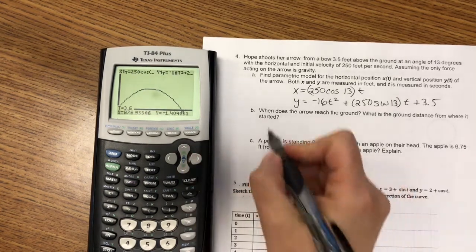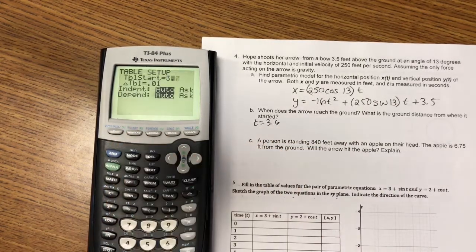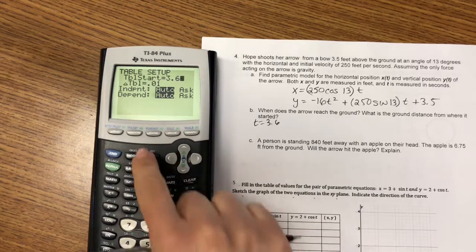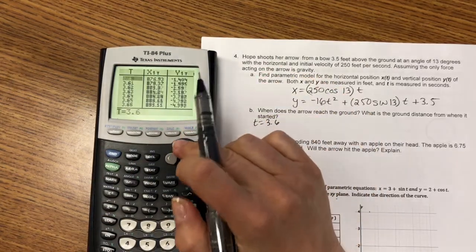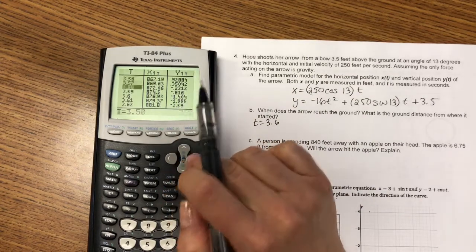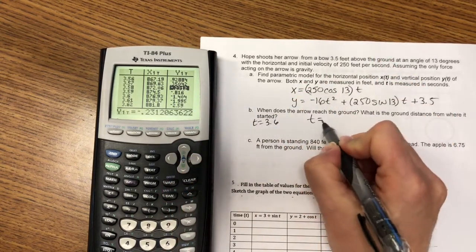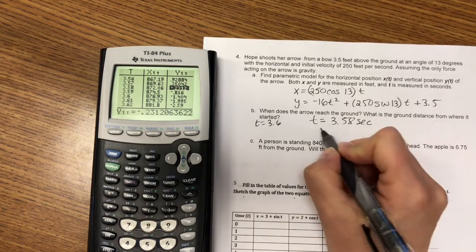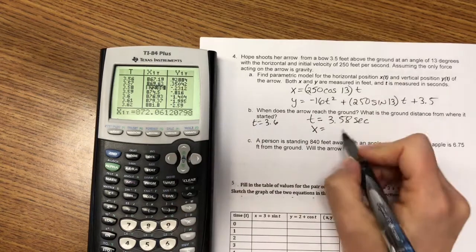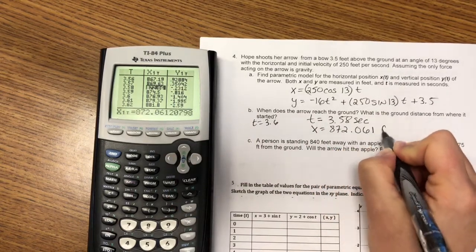All right, so that's near 3.6 seconds. So second window, 3.6, second table, and I'm looking for the Y value closest to 0. That one, negative 0.2 is. So it reaches the ground at 3.58 seconds at a distance of 872.061 feet.